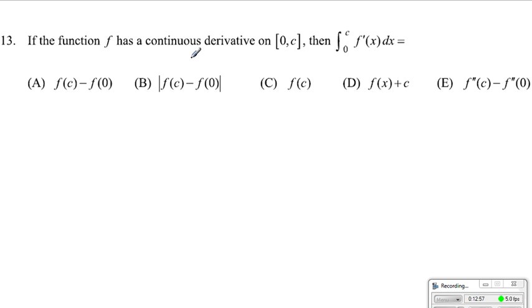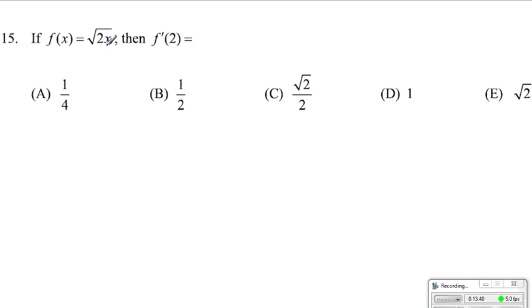Alright. Continuous, and we have the derivative in this way. Now, what is this equal to? By the fundamental theorem of calculus, you're going to take the antiderivative of this one. Then we end up getting f of c minus f of 0. That's how we would have gotten the integral, but the function has a continuous derivative on the interval, so I guess this becomes our answer, which is choice A.